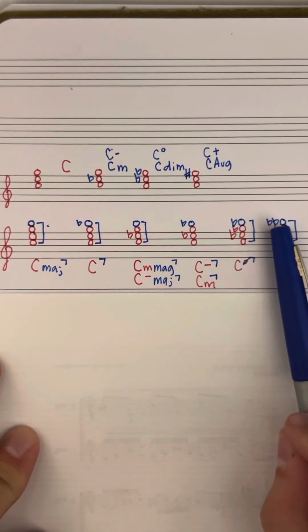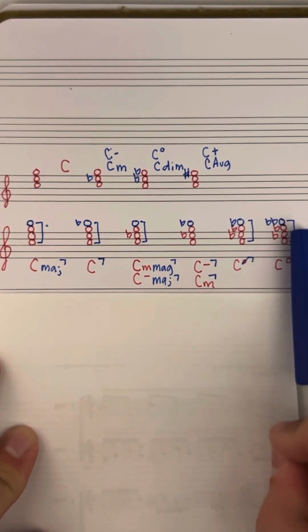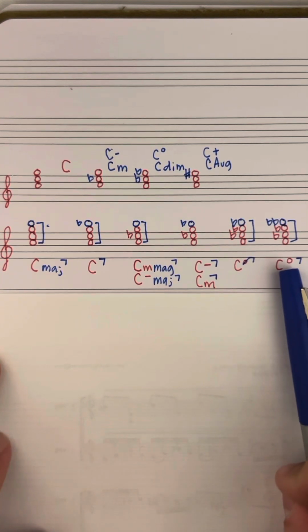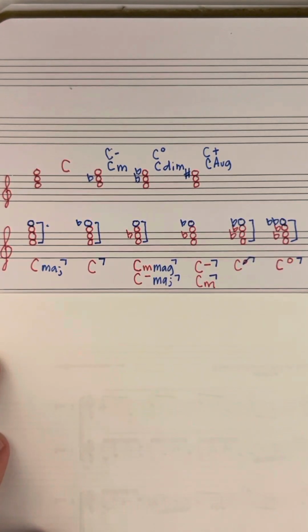Now, if we flat that 7th one more time, this is now a diminished 7th away from C, making it a C fully diminished 7. Hopefully, this quick crash course helps.